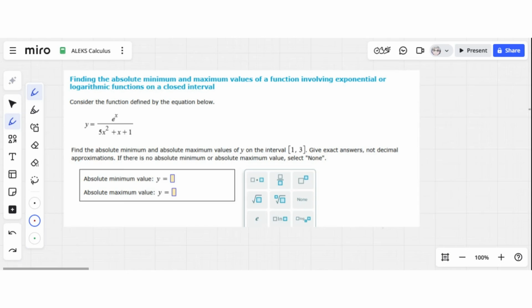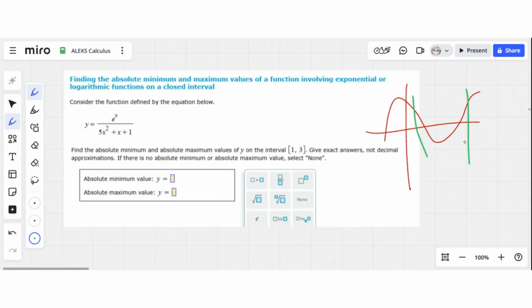In these problems, we're being asked to find the absolute minimum and maximum values of a function on some closed interval. So we've got a function, we don't know what it's doing, maybe it's going all over the place, but we're only looking at it in some specific set of values, maybe from there to there. And we're being asked to find the maximum and the minimum values of that function.